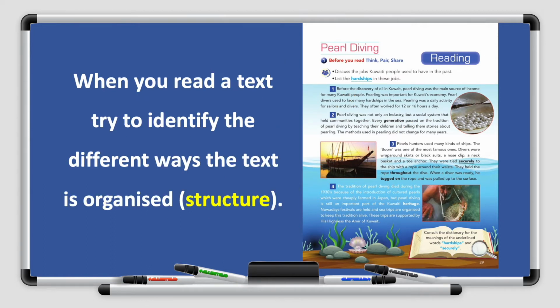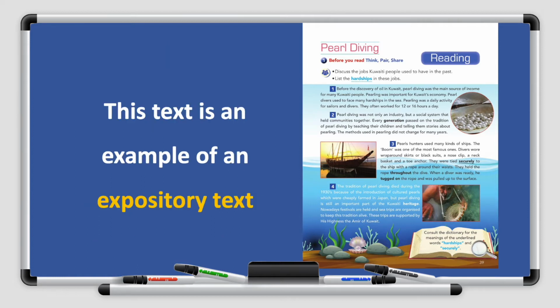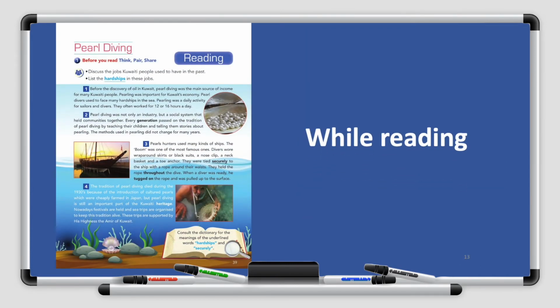When you read a text, try to identify different ways the text is organized, the structure. Text structures such as description, sequence, cause and effect, compare and contrast, problem, solution. This text is an example of an expository text. Now, things you need to recognize while reading the text.